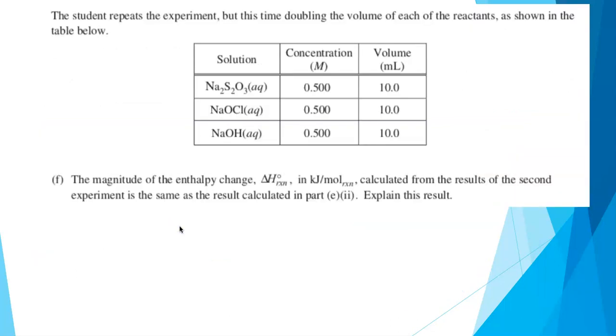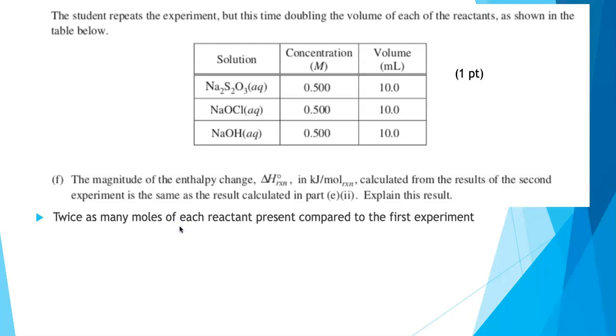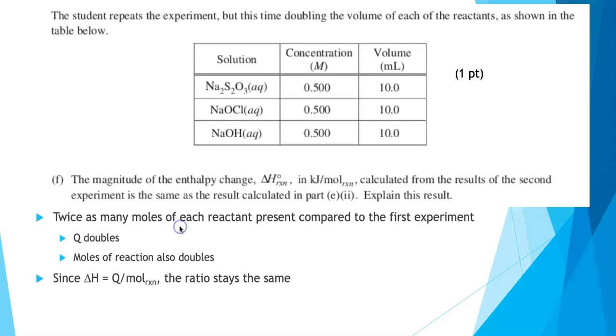The student repeats the experiment, but now doubles the volume of each reactant. So the same concentrations, but twice as much. Why is delta H of reaction the same as what we got in part E? This was also 1 point. So what we have to remember here is that we are reacting twice as many moles of each reactant, which means Q would be twice as big. When we calculate Q for the amount of water and the total mass, delta T, we're going to get a value for Q that's twice as big. But we had twice as many moles going in. So when we do Q over moles, we do still get the same answer. And that's really the reasoning that you need to present here. So that ratio stays the same and delta H won't change.